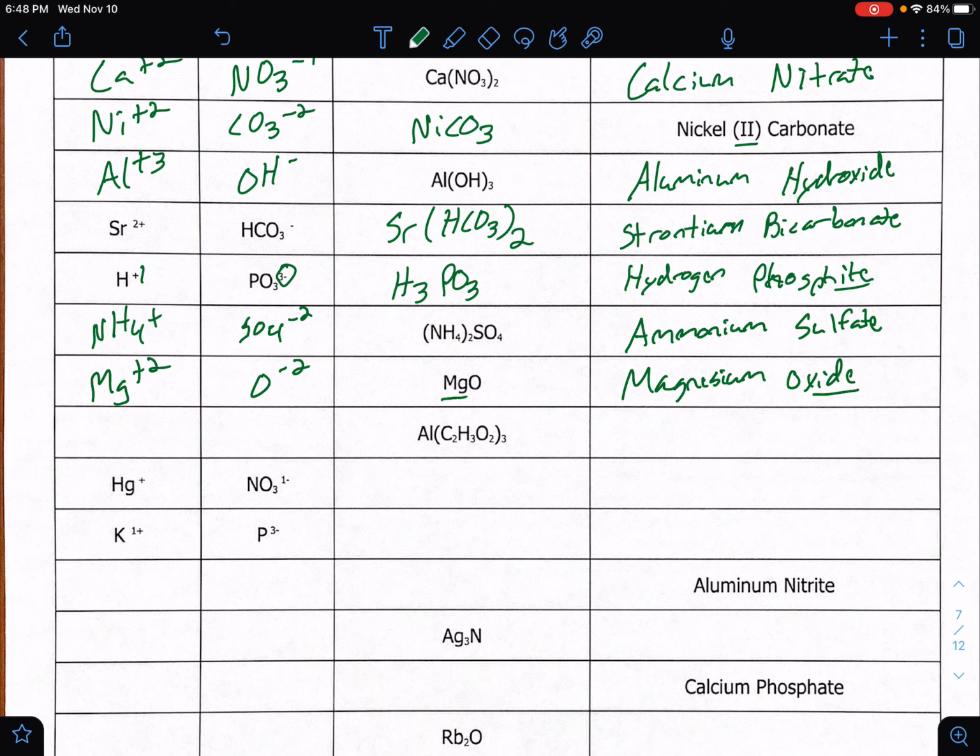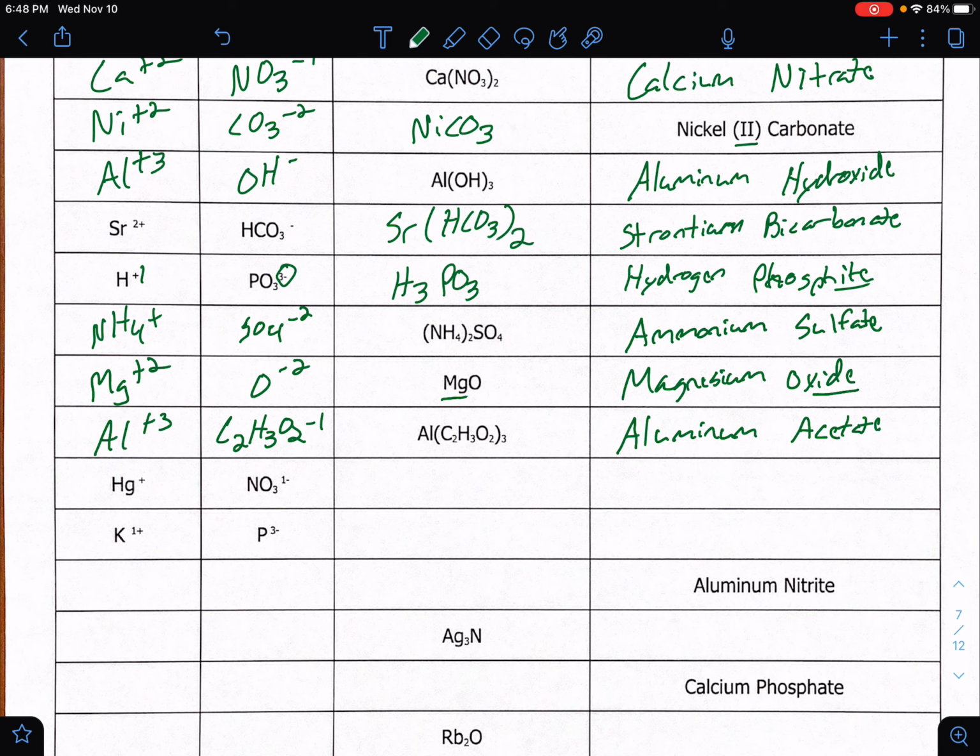Okay, next one I have Al and then C2H3O2 and then a 3. So I know Al is aluminum, so that's going to be Al with a plus 3 charge. And C2H3O2 is actually called acetate. That is on your polyatomic list. That's C2H3O2 with a minus 1 charge. Now, when I write out my name, it's going to simply be aluminum. Aluminum does not need a Roman numeral, and then it's going to be acetate.